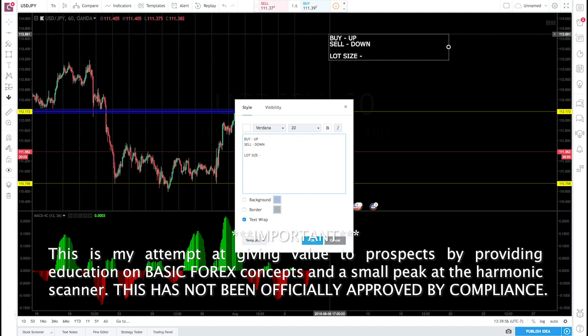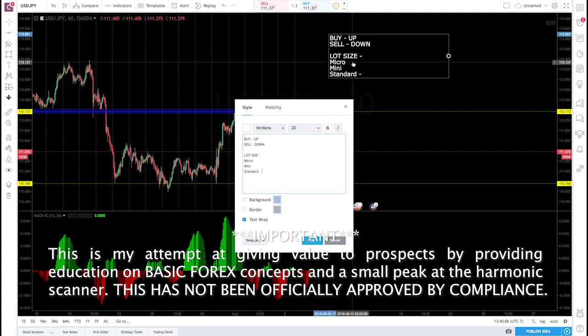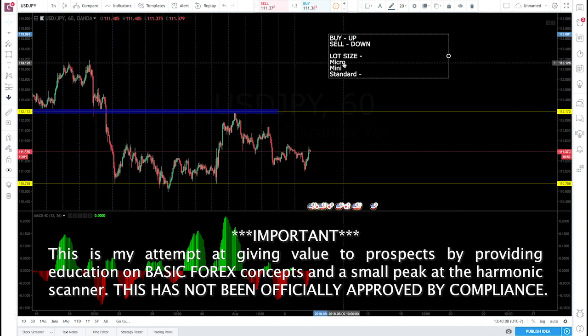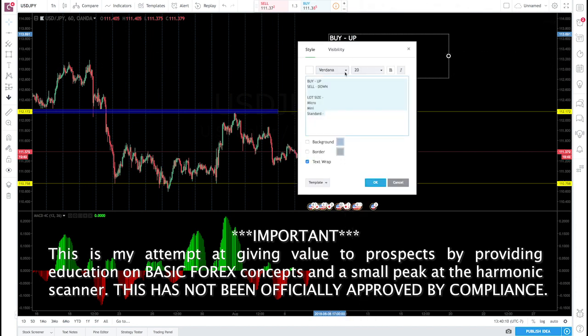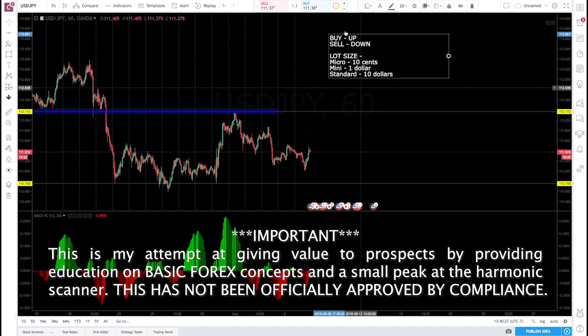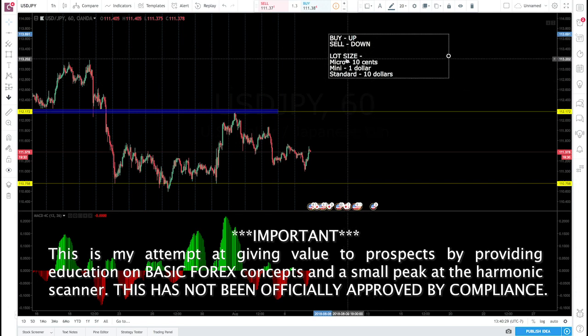There are three different lot sizes that you have to essentially know: a micro, a mini, and a standard. A micro is valued at 10 cents. A mini is valued at $1, and a standard is valued at $10. Okay, so whenever I come to my software to trade, I have to utilize a lot size.